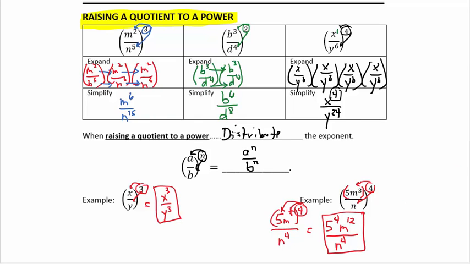All right, and that's it for the properties. That's the 5th, 6th, and 7th properties in the laws of exponents. We'll work on some problems of this in class tomorrow.